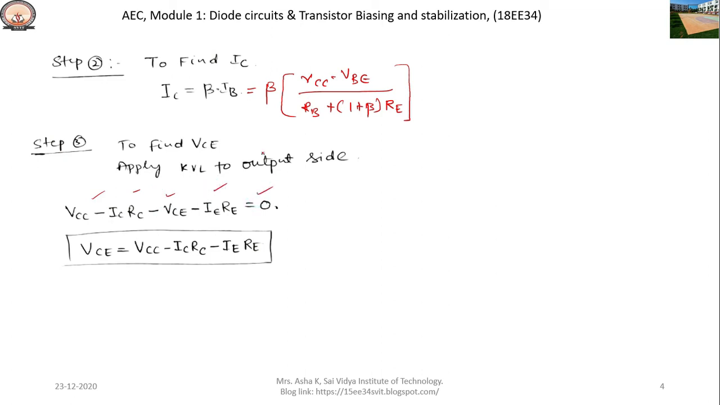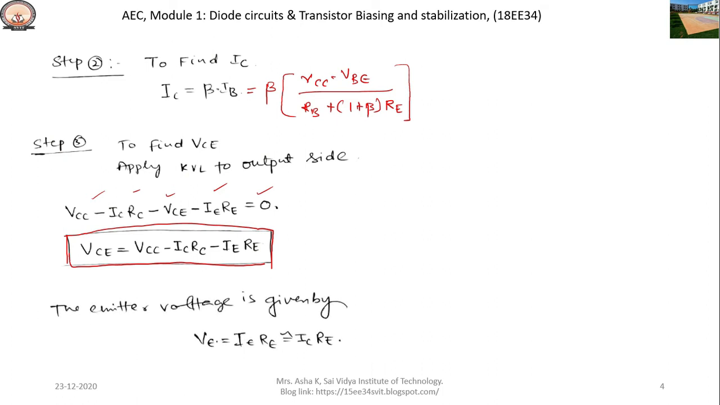Hence, I can find the equation for the output voltage, that is VCE is equal to VCC minus ICRC minus IERE. Now, the emitter voltage is given by the resistance of the emitter terminal and the current through the emitter terminal. This is almost equal to IC into RE also, collector current into the emitter resistance.